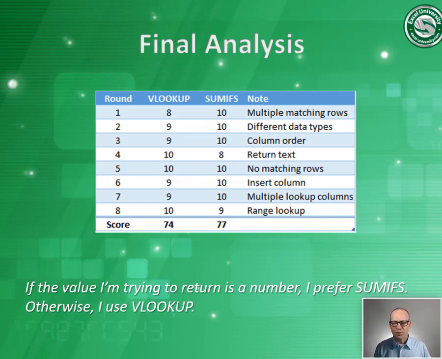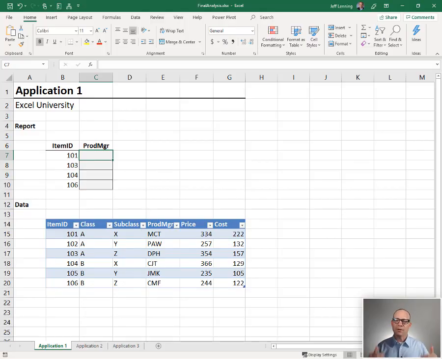If the value I'm trying to return is a number, I go with SUMIFS. Otherwise, I'm going with VLOOKUP. So do you think you got this? Do you? All right, I'm gonna test you to find out. What we're gonna do is 3 applications. So we just wanna pretend that we're at our desk. We open up Excel, we have a task. How do we know which one to use? That's the whole purpose of this thing. So let's try application 1.